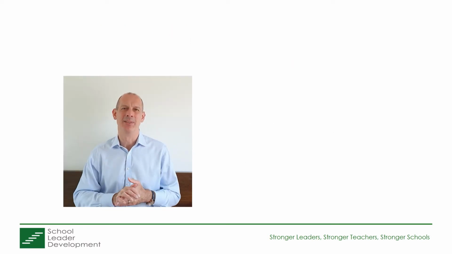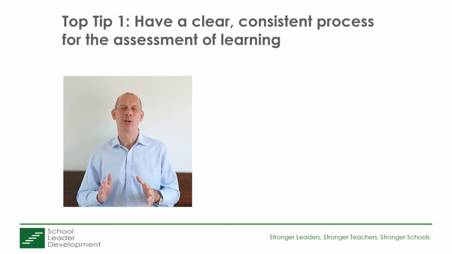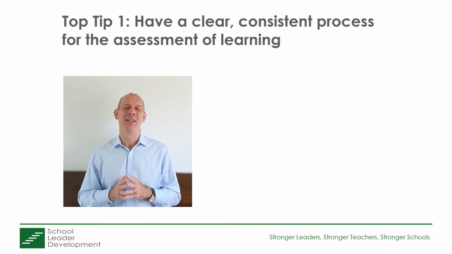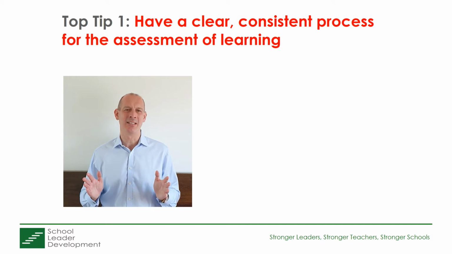Top tip 1, have a clear, consistent process for assessment of learning. As Mark Twain once said, there are lies, damn lies, and statistics. It's essential that any school is clear on their rationale and method of assessment, and that all leaders and teachers understand how they work. Let me explain why.